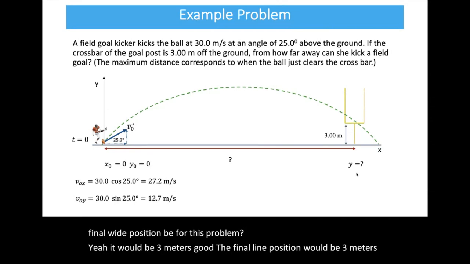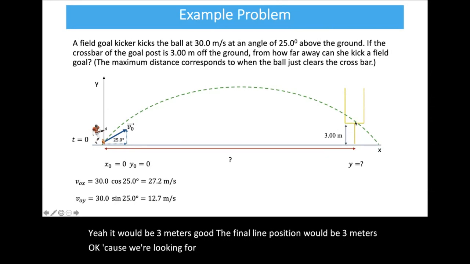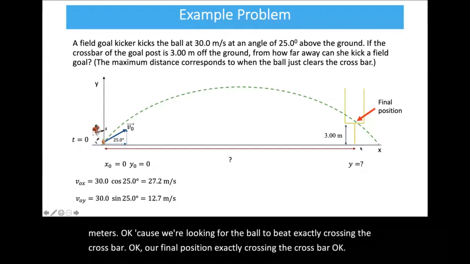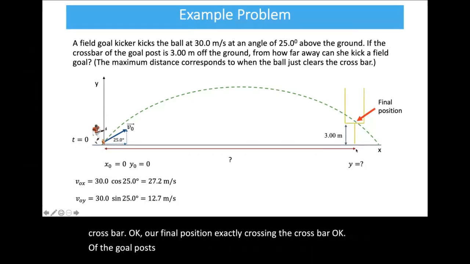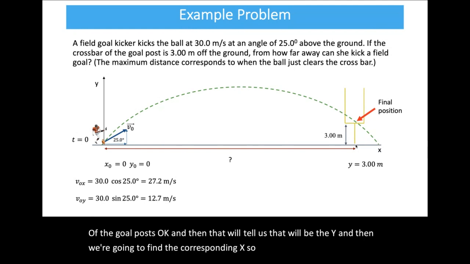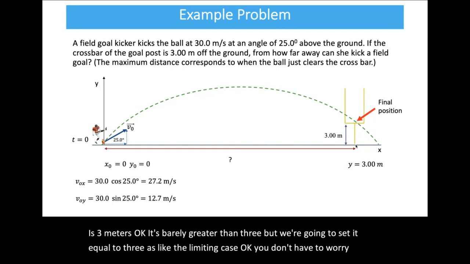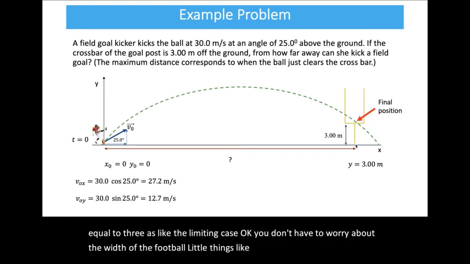Because we're looking for the ball to be exactly crossing the crossbar. That's our final position, exactly crossing the crossbar of the goalposts. That will be the y, and then we're going to find the corresponding x. So our final y is 3 meters. It's barely greater than 3, but we're going to set it equal to 3 as the limiting case. You don't have to worry about the width of the football. Little things like that we're not going to worry about.